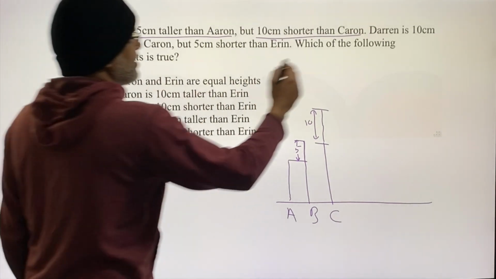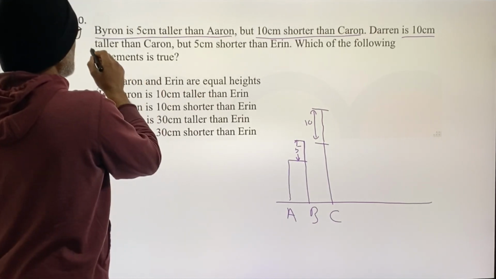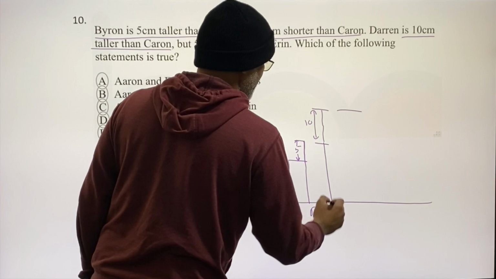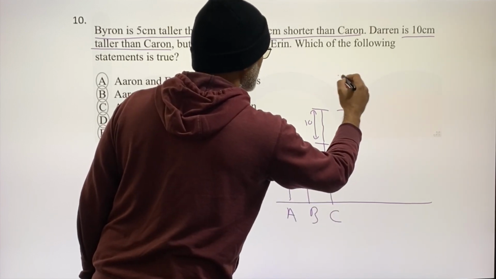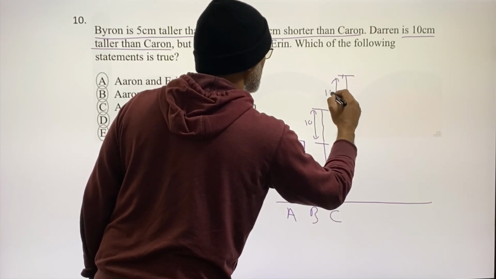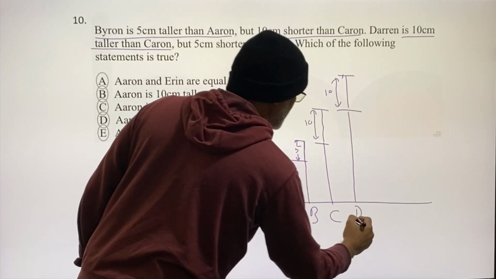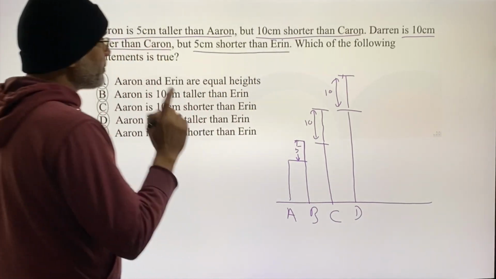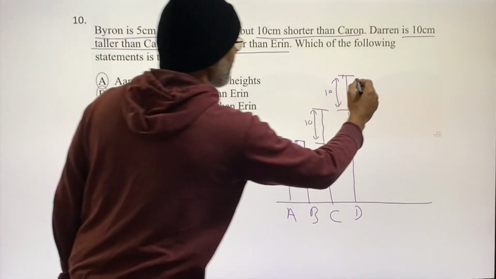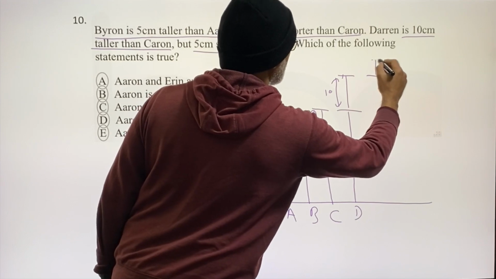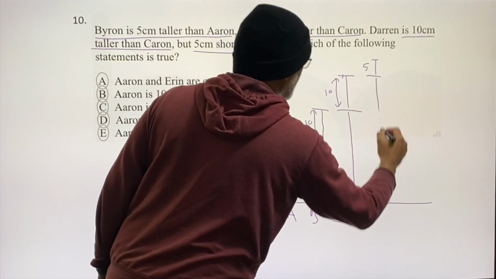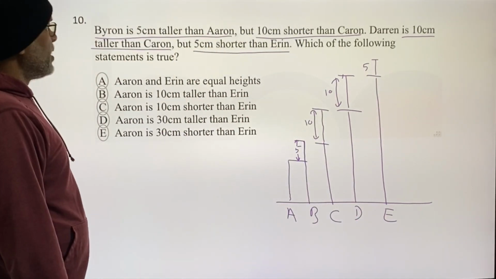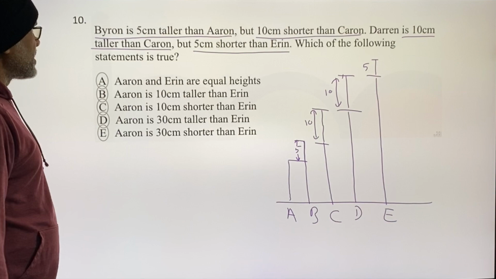Okay, Darren is 10 cm taller than Caron. Okay, Darren is 10 cm. So 10 from this, right? 10 from this is D, right? But 5 cm shorter than Erin. That means Erin is even taller. So 5 more from here. That is Erin, right? This is 5. Okay. Now, which of the following statements is true?